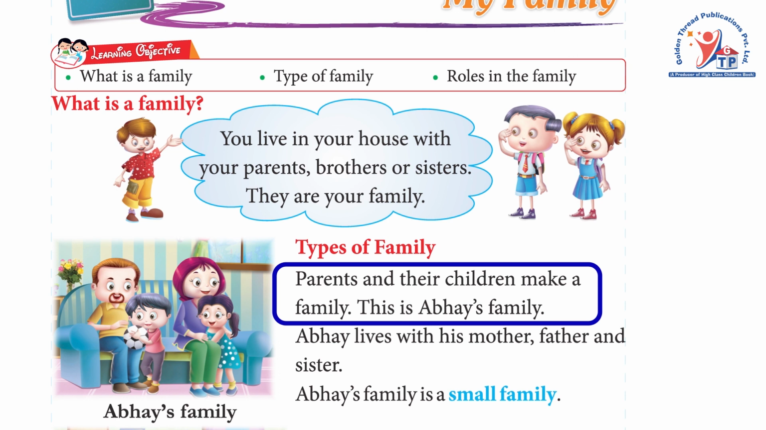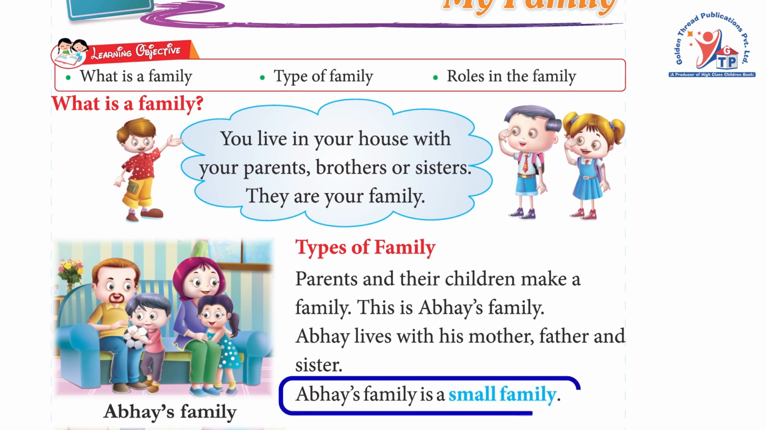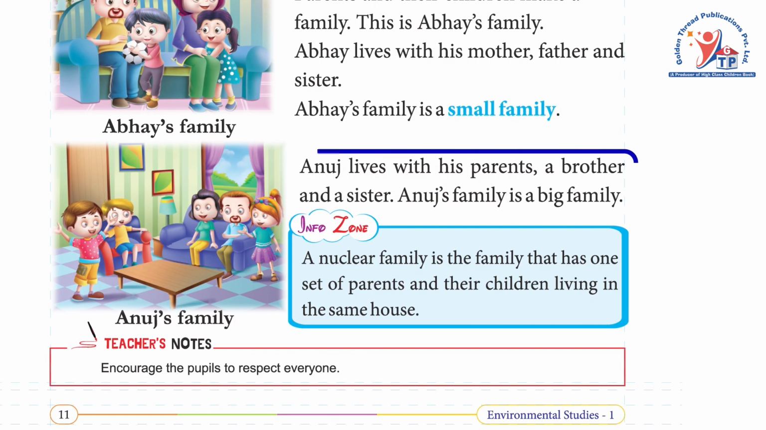This is Abhay's family. Abhay lives with his mother, father and sister. Abhay's family is a small family. Anuj lives with his parents, a brother and a sister. Anuj's family is a big family.